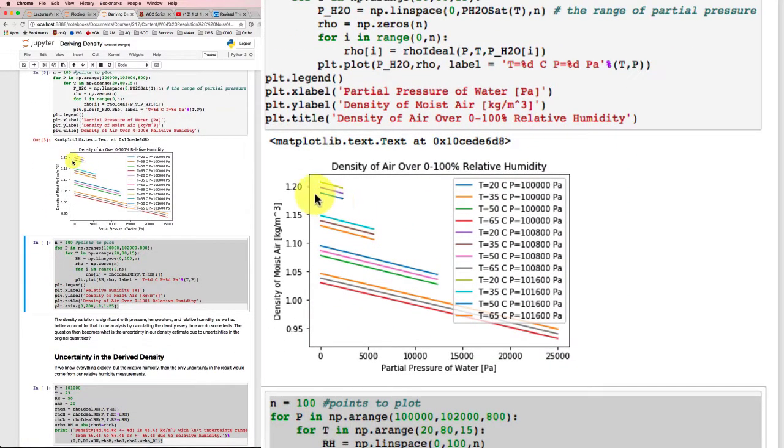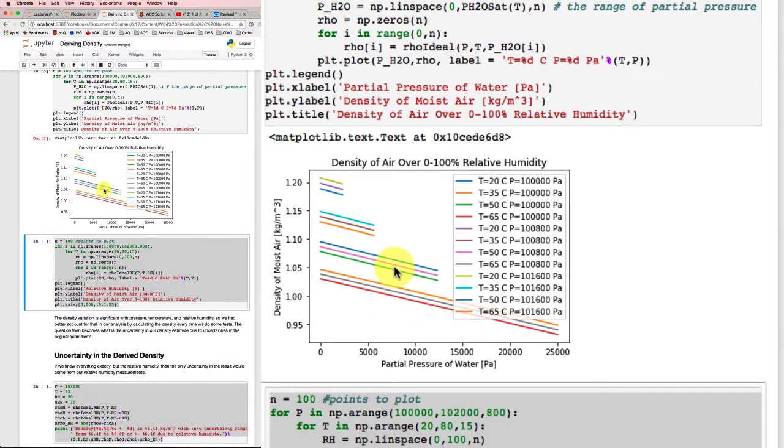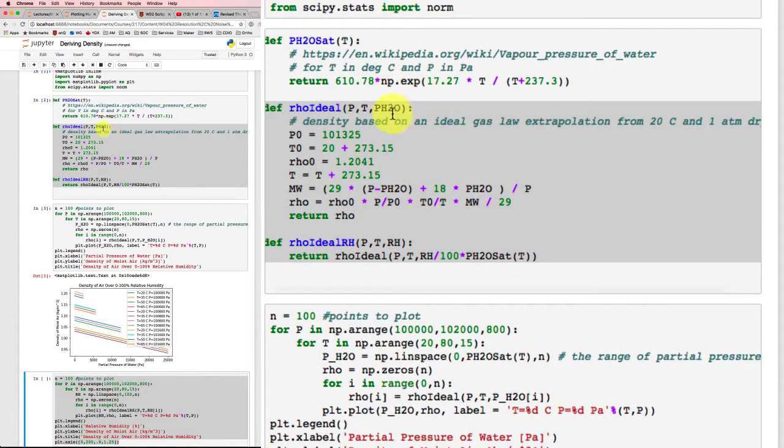So I plotted it out, and for temperatures up here at 20 degrees C and a relatively small range of humidities, I get values around 1.2 kilograms per cubic meter. As I increase the temperature, that's where I see this significant effect of these 4 different bands getting a lower and lower density as I increase the ambient temperature. So I checked these numbers and they seem to make sense. So I'm fairly confident in these functions that I built up here.